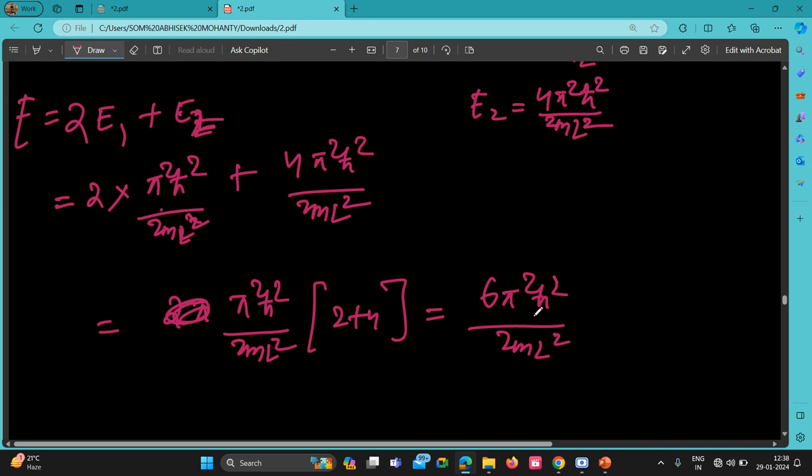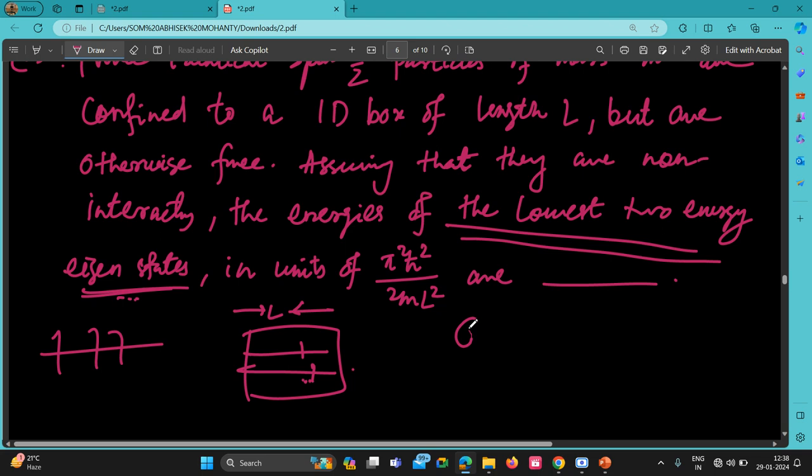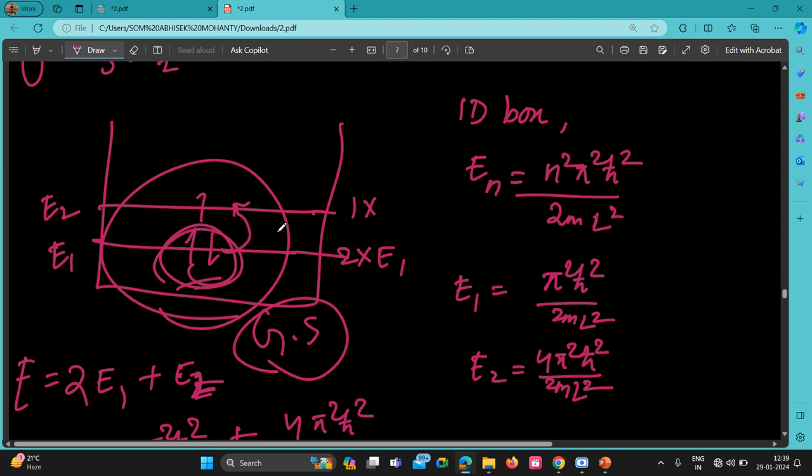Okay, and this is only the ground state. The question is the lowest two energy eigenstates. That means the ground state and the first excited state, the whole configuration, not just the states. What is the excited state of this? If I take one particle to the E2 level, that will be the first excited state. It will be like this.